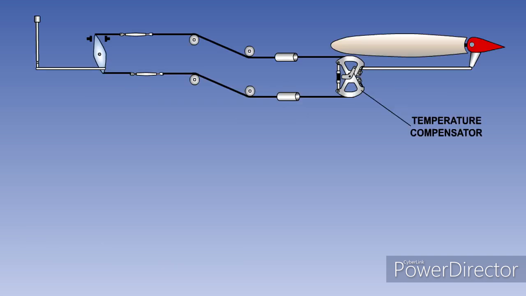Changes of temperature will change the length of the cables and also the dimensions of the airframe structure, but as they are made of different materials, the rate of expansion will be different. This will cause a change in cable tension. On some aircraft, a temperature compensator is fitted in the control system. This automatically maintains the correct tension if the temperature changes.